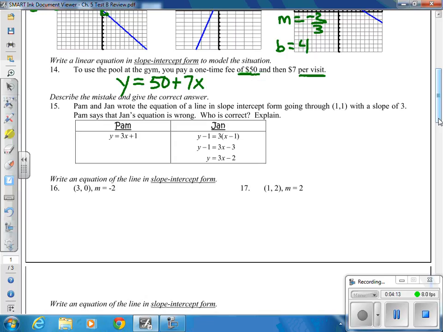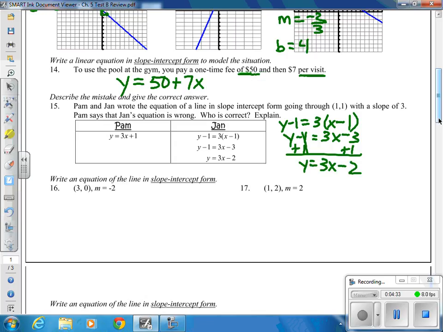Jan used point-slope form, so let's double check and see that her work was right. If she does y minus 1 equals 3 times x minus 1 and solves it, she's going to distribute, so she gets y minus 1 equals 3x minus 3, add the 1 to the other side, and she should come out with y equals 3x minus 2, which she did. So all of her work is right, and she used the point and the slope correctly.